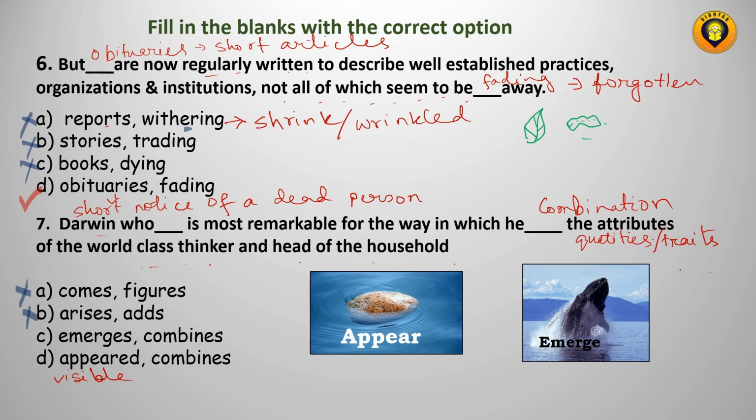So he's a very famous person. When his study came into the light, we recognized or acknowledged him as a person due to whom we can assume something related to creation, right? So here it should be a kind of forceful. He didn't just appear, he actually emerged out of many things. So we will consider emerges and combines as the correct option instead of appeared and combines.